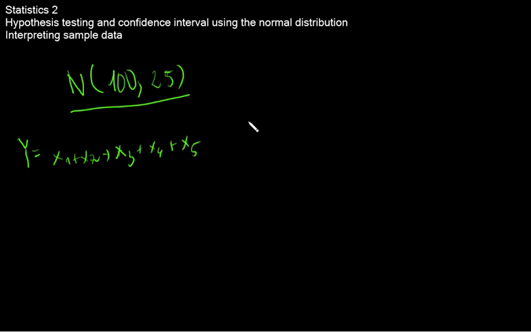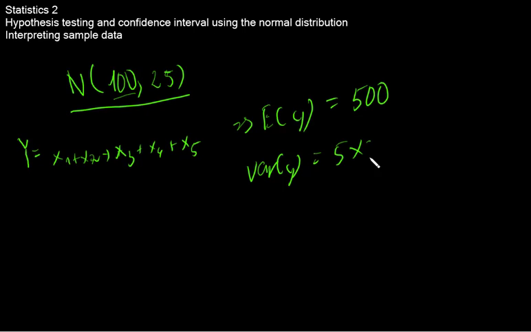So we can have that the expected value of y will be about 100. Right? So the expected value of y is 500, because each of these has an expected value of 100. So for y that would be 500. The variance of y would be 5 times 25. So each had a variance of 25. So for y that would be 5 times 25, which gets you 125.